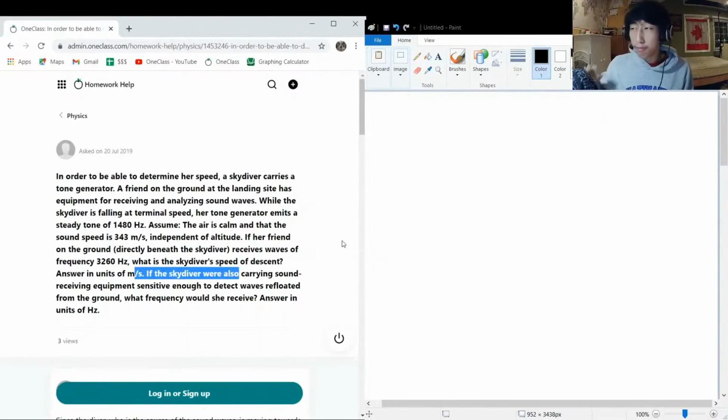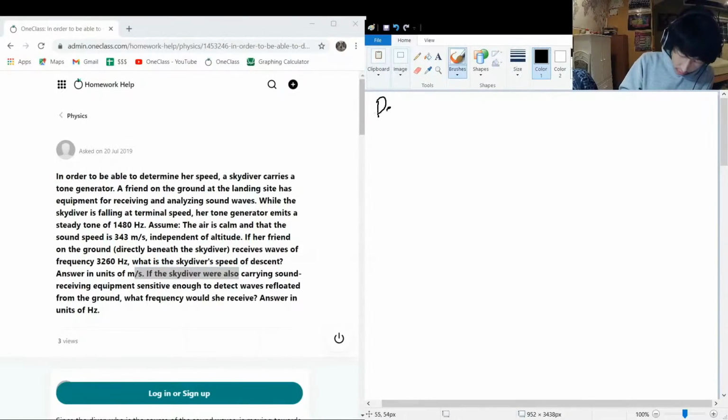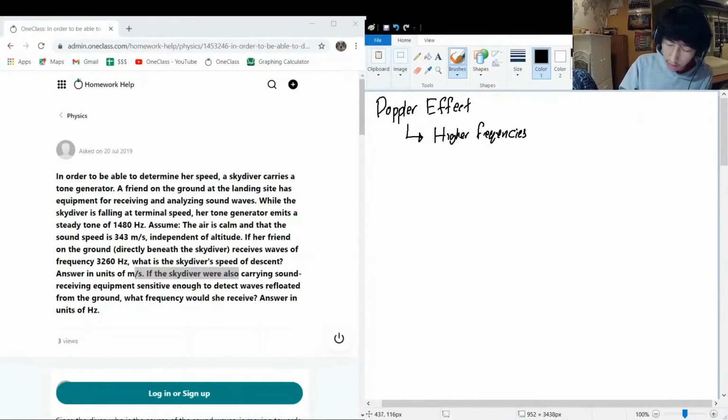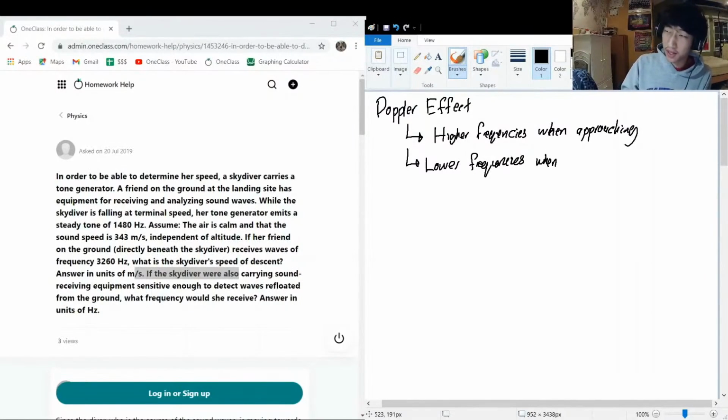So the most important part of this question is that we're dealing with the consequence of the Doppler effect. So this is pretty much what the Doppler effect is: higher frequencies when approaching, lower frequencies when, I guess the opposite of approaching is leaving.